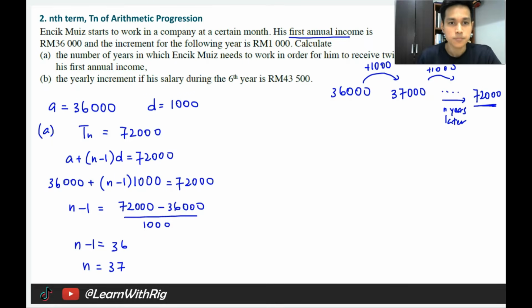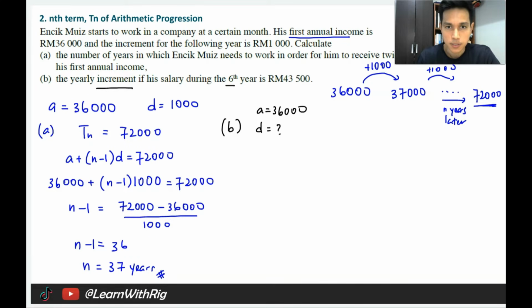Okay, now what about question B? So wait, you can write here n is 37 years. Okay, 37 years. Question B, the yearly increment if his salary during the 6th year is 43,500. So in this case, they're asking you to find the new increment. The previous question they gave you increment was 1,000, correct? So now you have a new increment. So A is going to be the same, 36,000. But D is something that you have to look for. Okay, you don't know what it is.